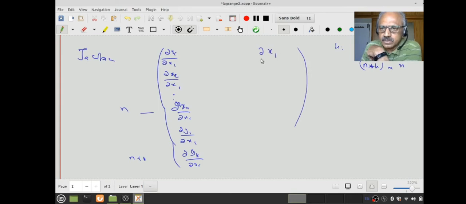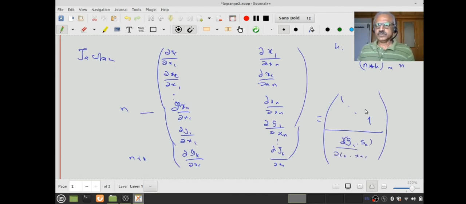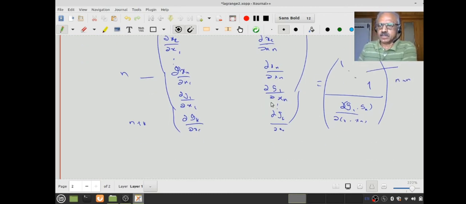Okay, so that will be del x1 by del xn and del x2 by del xn and del xn by del xn and del g1 by del xn and del gk by del xn. So this is nothing other than, you can see this is 1 1 1, okay, right? And then after that del of g1 to gk by del x1 to del xn. So this is the identity matrix and this is n cross n. Yeah, I hope all of you understand.